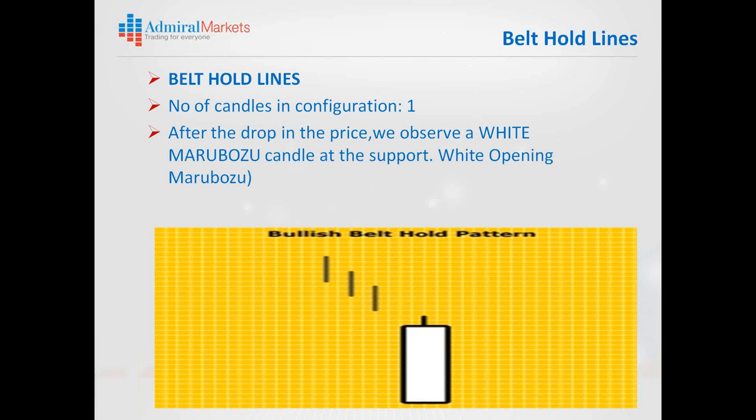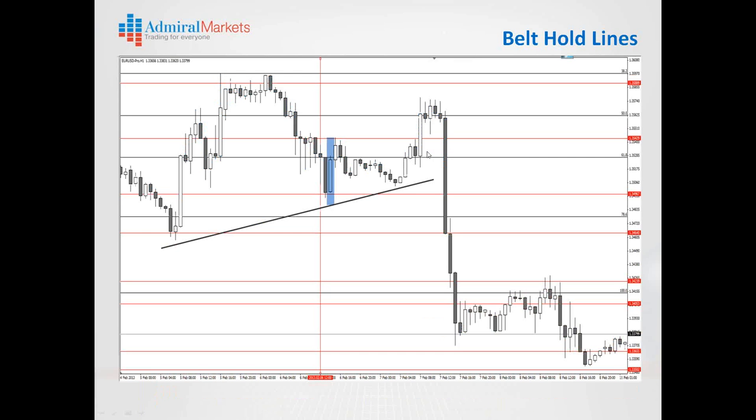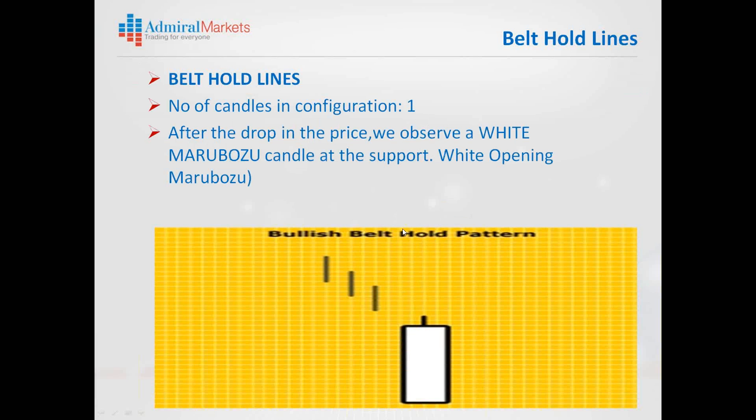We can see that in a practical example. Yep, practical example here. This is an example of belt hold lines. You see the price drop to support, then it was immediately rejected. It can be called a railway pattern, but this is actually belt hold lines. After this, the candles retested the support, then it went up. So this was some 80 pip movement basically. But it was a signal for shorts to close the trade and to go long.